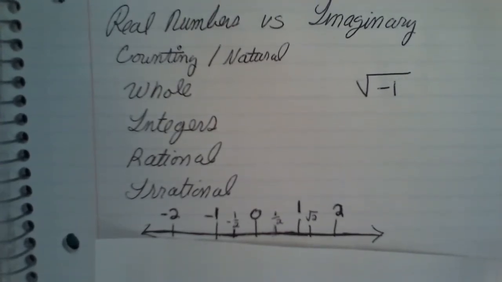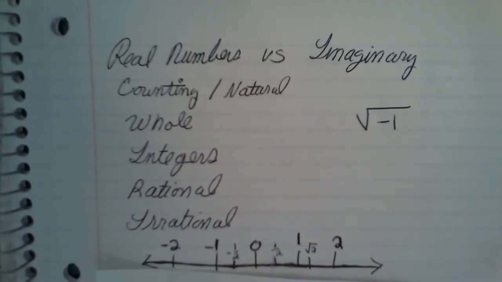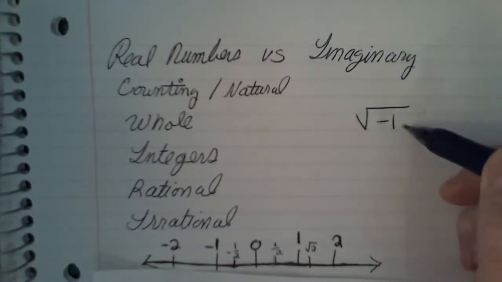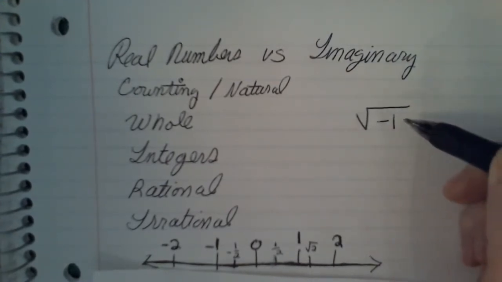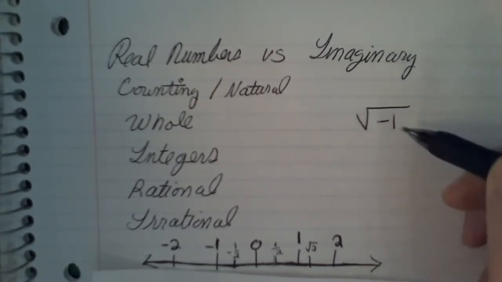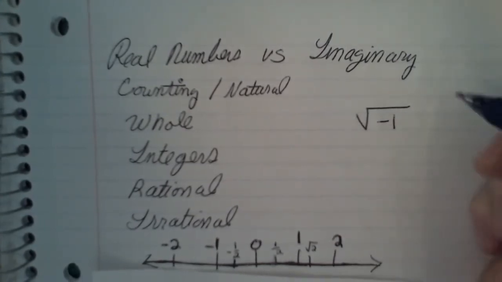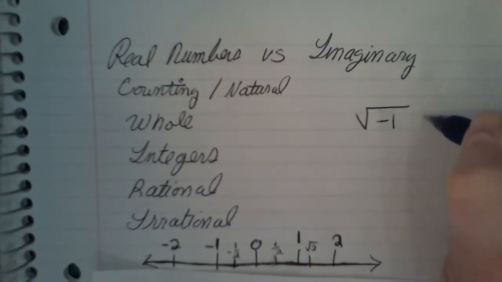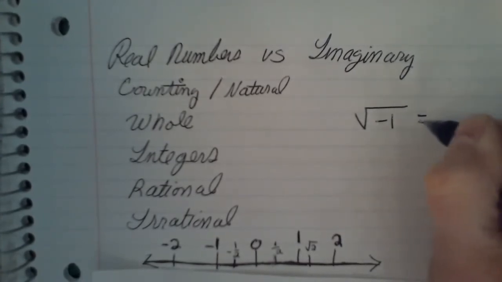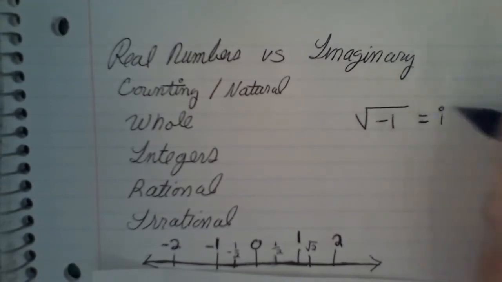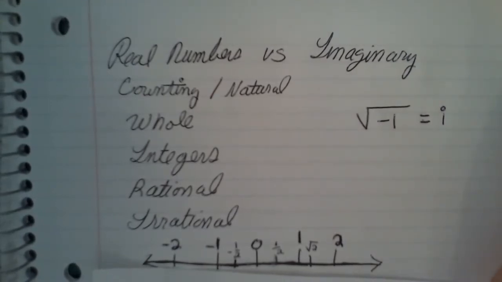Imaginary numbers cannot be represented on a number line. Imaginary numbers consist of the square root of -1. The square root of -1 is not a real number because there's no number that, when you square it, will equal a negative number. So the square root of a negative number just does not exist. What we utilize in mathematics, and so we've given this representation a symbol, and that symbol is i. i simply represents the square root of -1.